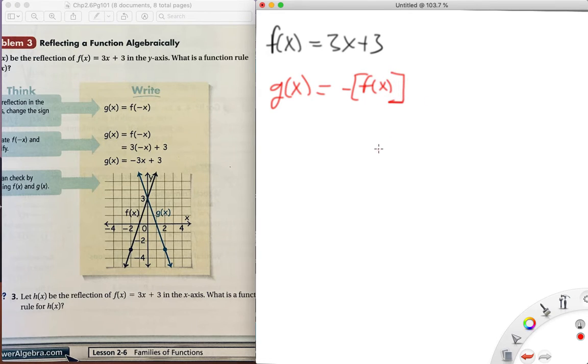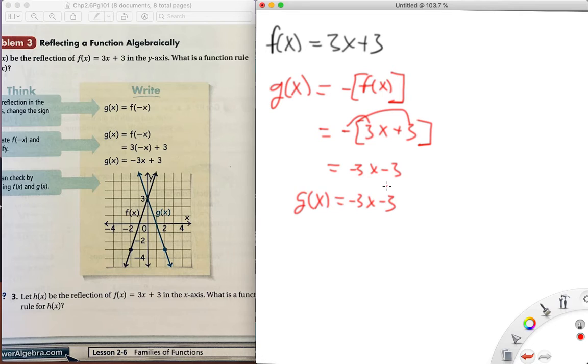Right? But we know what f of x equals. F of x equals 3x plus 3, so I can substitute that. So it's going to be negative 3x plus 3. It's going to be the negation of that. So I'm going to use the distributive property and say negative 3x minus 3. So g of x equals negative 3x minus 3. That is our equation. So f of x is 3x plus 3, and g of x is negative 3x minus 3.